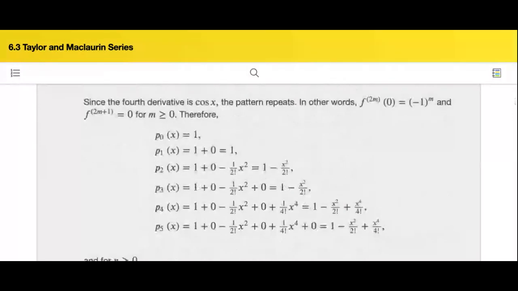So we get 1 minus x squared divided by 2 factorial plus x raised to 4 divided by 4 factorial, then minus x raised to 6 divided by 6 factorial, then plus x raised to 8 divided by 8 factorial.